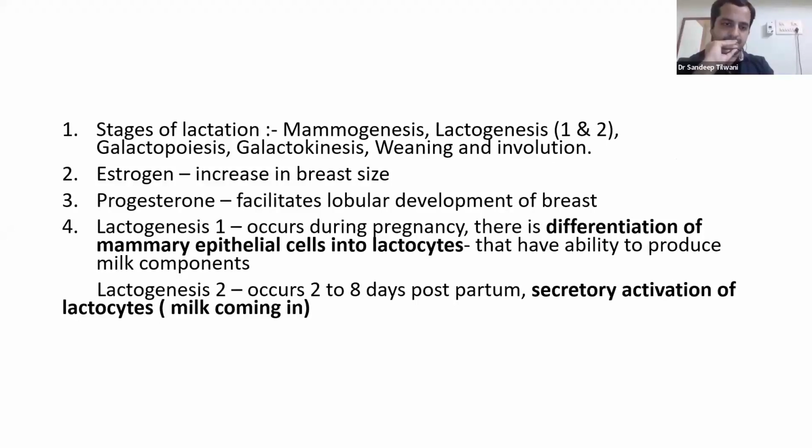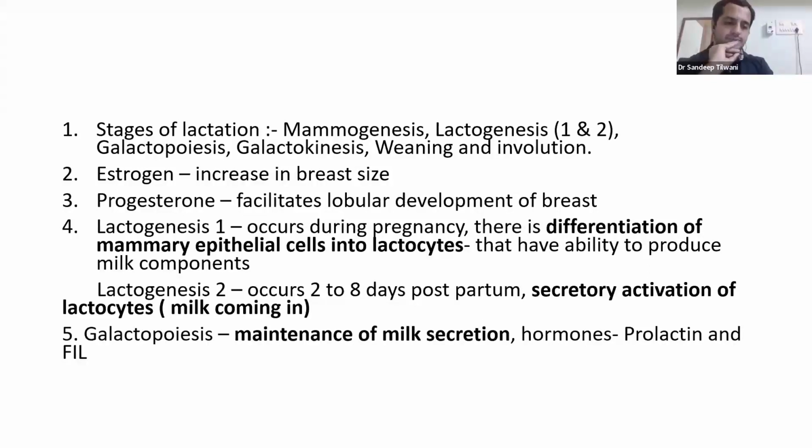So lactogenesis 1 usually occurs during pregnancy, and there is differentiation of the mammary epithelial cells into lactocytes. Basically the epithelial cells get differentiated into lactocytes that have the ability to produce milk. The second stage is lactogenesis 2, which occurs postpartum in the first week, and there is secretory activation of the lactocytes. That is, the milk starts coming in.